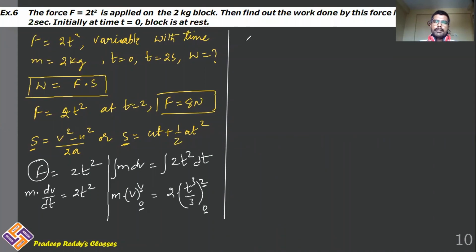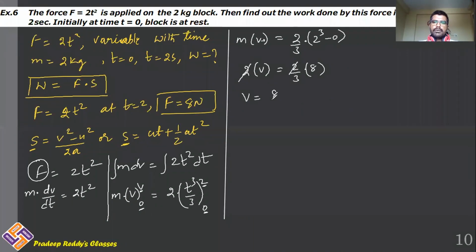Therefore m into v is equal to 2 by 3 into 2 cube minus 0. Here also v minus 0, of course. Mass is given as 2 kg. Velocity v is equal to 2 by 3 into 2 cube, which is 8. This 2 and 2 get cancelled. Final velocity v is equal to 8 by 3 meter per second. This we have got, the final velocity. Our task is not completed. We should find acceleration to find displacement.